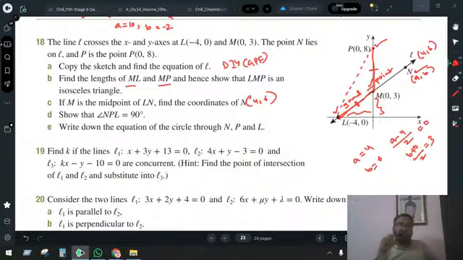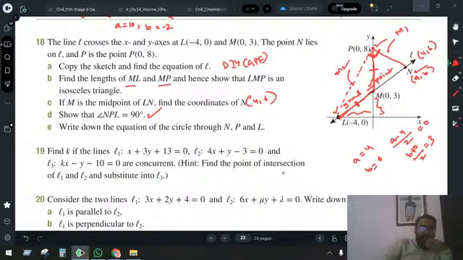And show that NPL means NP, and find out its gradient M1, and NL and PL, and find out its gradient M2. If M1 times M2 is minus 1, meaning 90 degrees, then they are perpendicular. Write down the equation of the circle NPL.